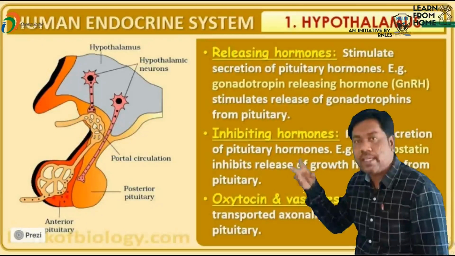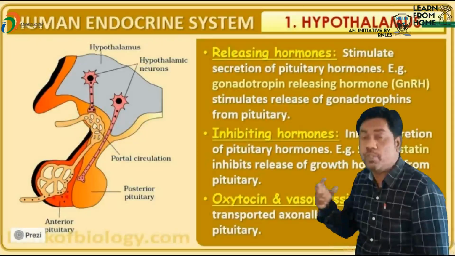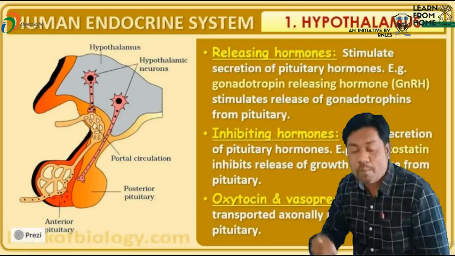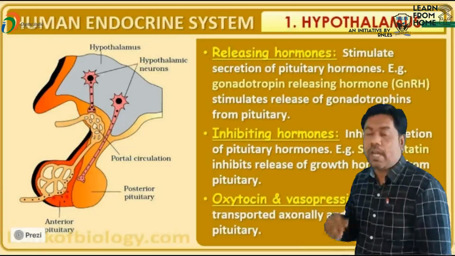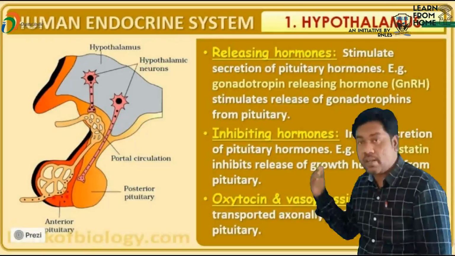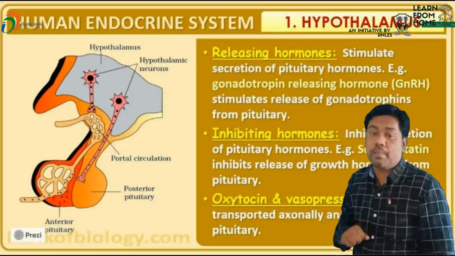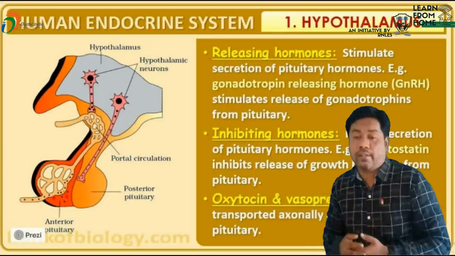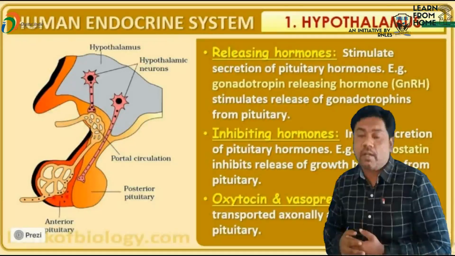It inhibits the pituitary hormones. Which pituitary hormones, beta? Anterior pituitary hormones. They are stopped by another hormone known as somatostatin. And oxytocin and vasopressin are transported to the neurohypophysis with the help of a specialized structure known as the hypothalamic tract. So this is very important, beta, for competitive examinations.